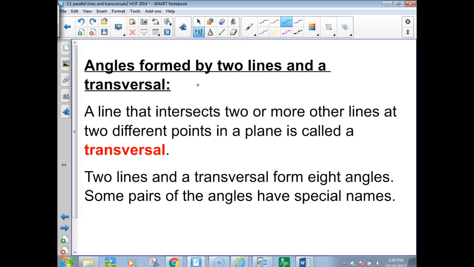Okay, now is the new stuff for today, the new vocab. Angles formed by two lines and a transversal. The new big word right now is transversal. Turn your page, didn't you?